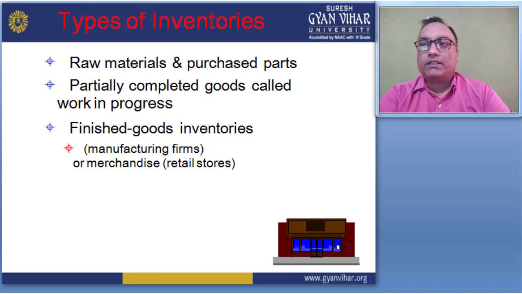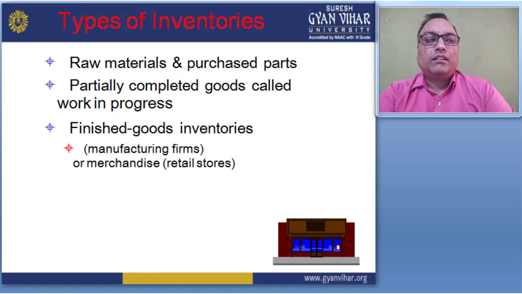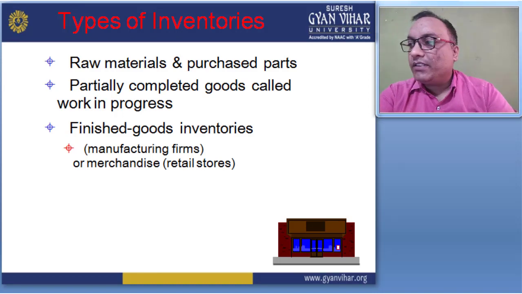First is raw material and purchase parts, second is partially completed goods called work in progress, and third is finished goods inventories. This applies to the manufacturing firm or merchandise retail stores. For this purpose, inventory is divided into three steps. So these are the three kinds of inventories here.